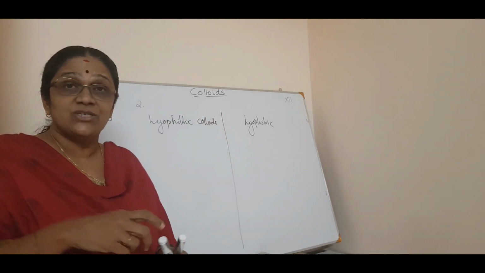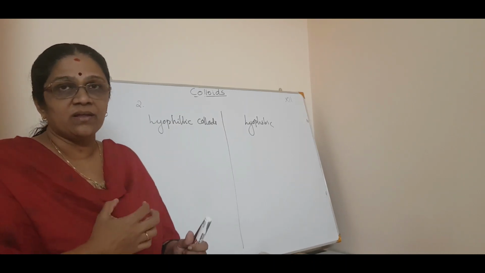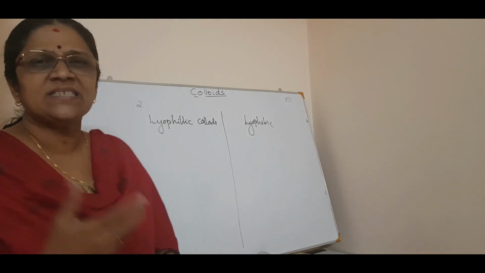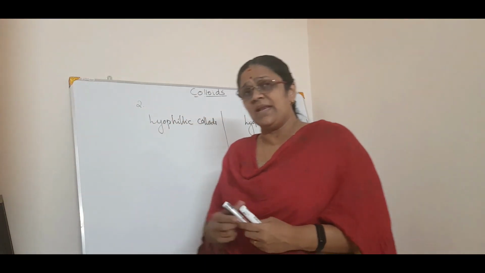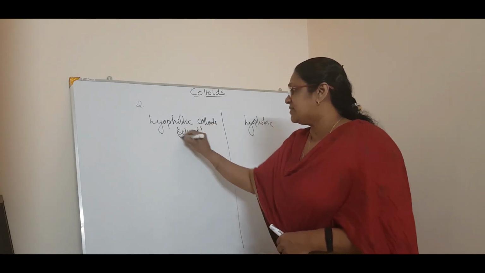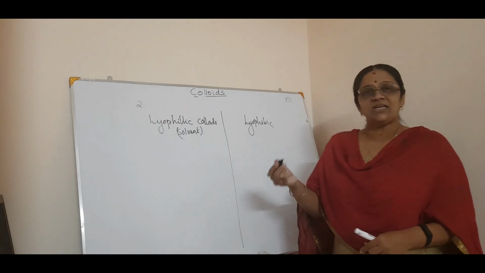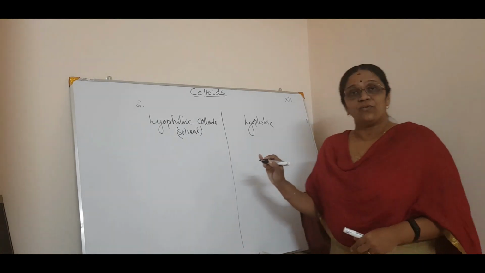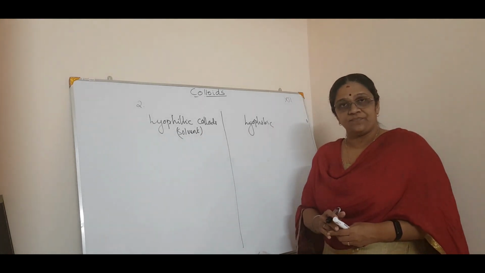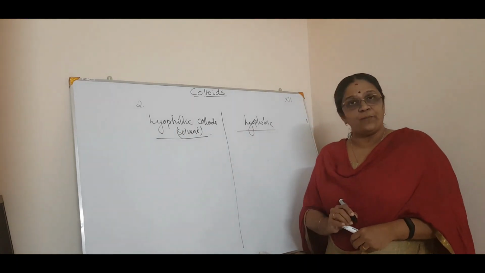You have studied hydrophilic and hydrophobic. Hydro means water, philic means loving. That means water loving and water hating. In the same way, lyo means solvent or liquid. Now if the solvent is water, you can say hydrophilic and hydrophobic. So this is lyophilic and lyophobic colloids. Now we will see what are the characteristics of lyophilic and lyophobic.